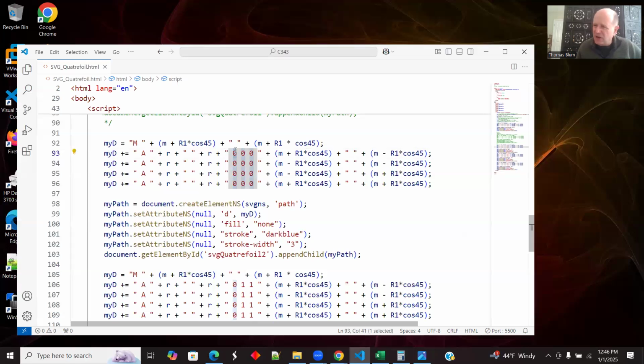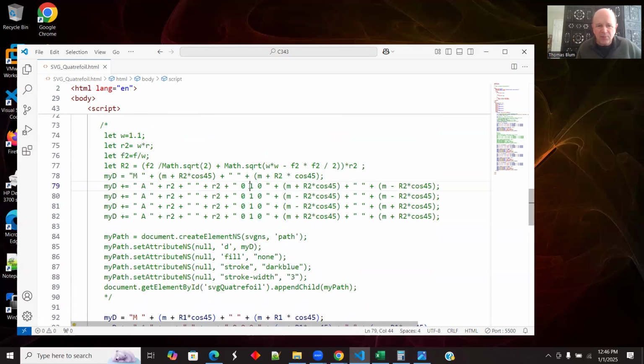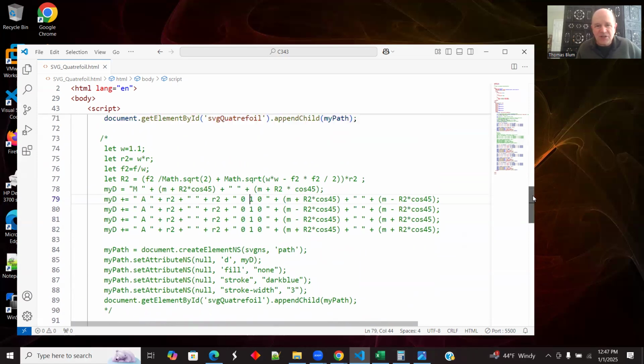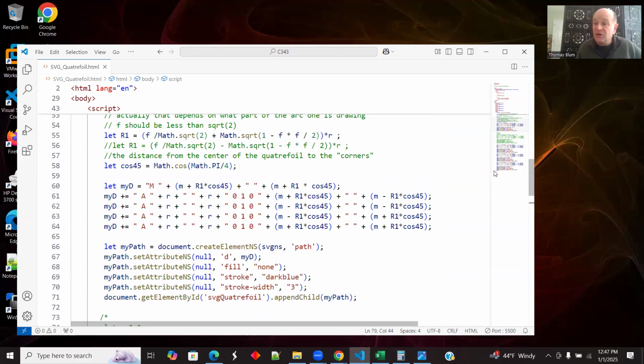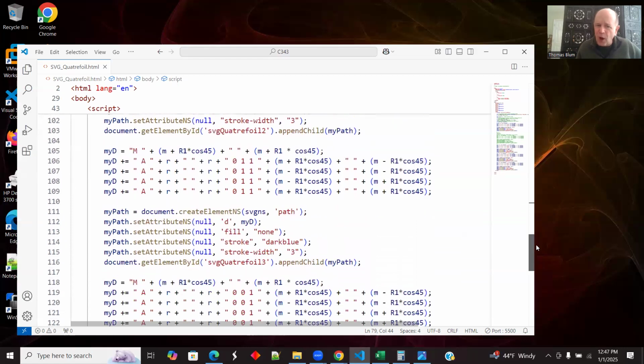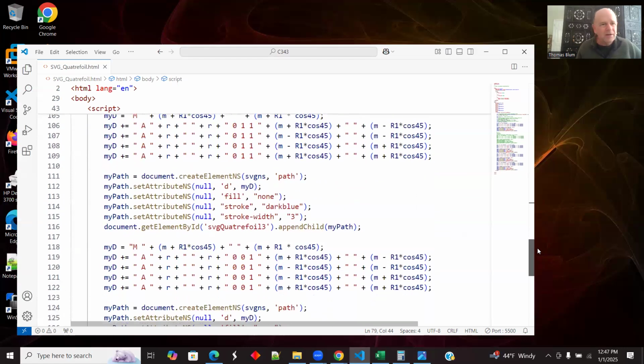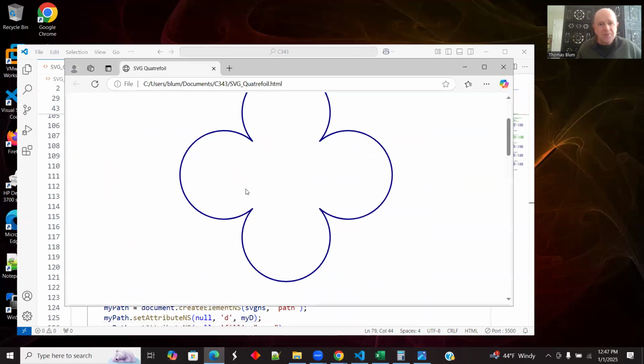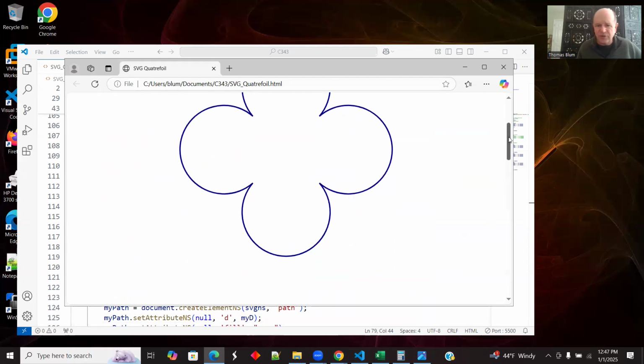Again, the first parameter is about a rotation. We have circles, so the rotation is meaningless. But I drew it with parameters of 1, 0. And so I'm drawing the other combinations, 0, 0, 1, 1, and 0, 1. So those are my other designs on the page. So there's the one quatrefoil.